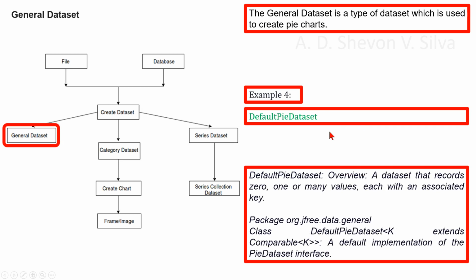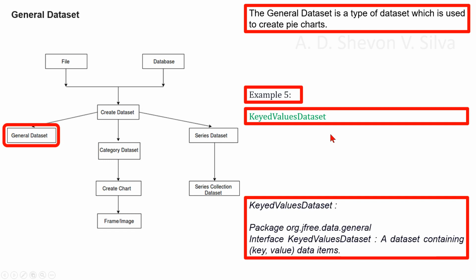Overview of DefaultPieDataset, a dataset that records zero, one or more values, each with an associated key. Class DefaultPieDataset<K extends Comparable<K>> in package org.jfree.data.general, a default implementation of the PieDataset interface. This class provides a default implementation of the PieDataset interface and can, of course, be used in creation of pie charts. Refer to the PiePlot class.